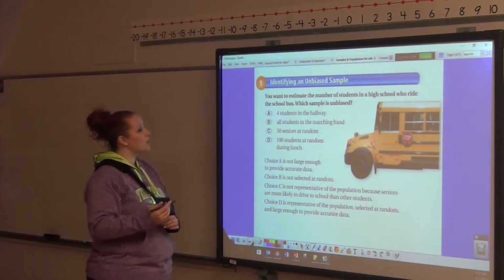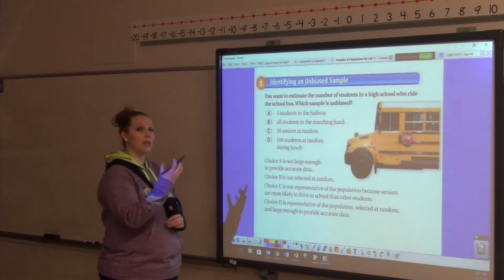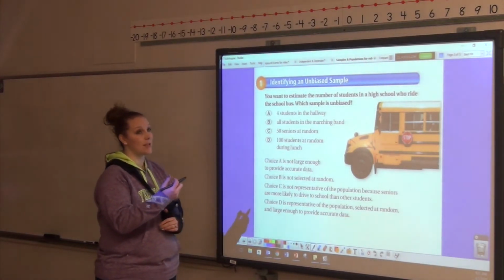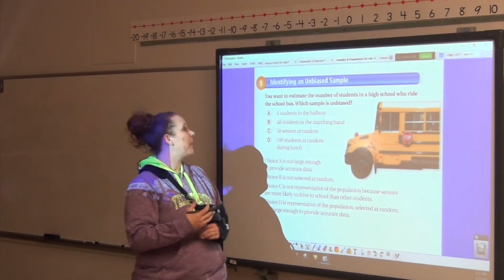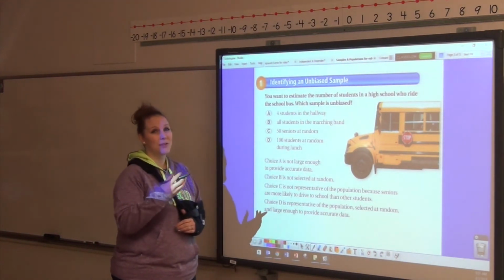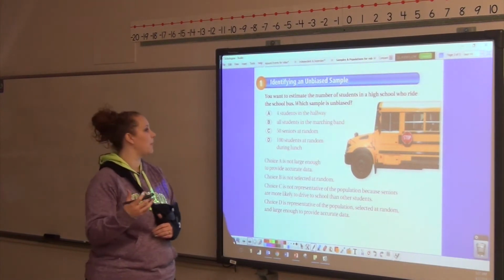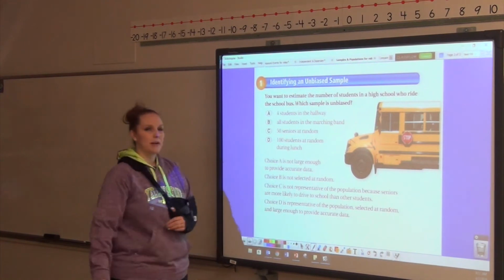All students in the marching band. That is a really good example of maybe students in the arts program, but it really isn't even students in the arts program because they're only coming from the band, they're only coming from one group, so it's not a good sample.